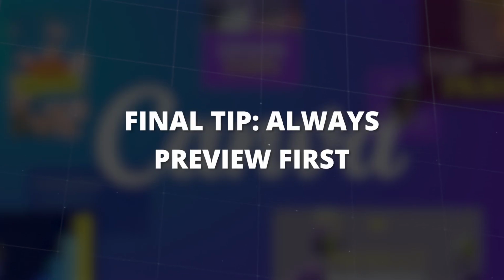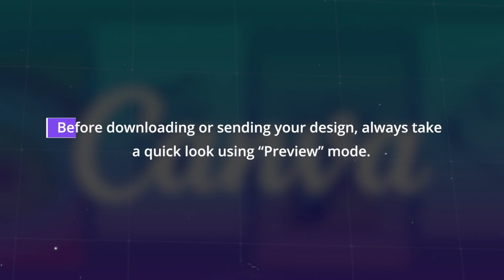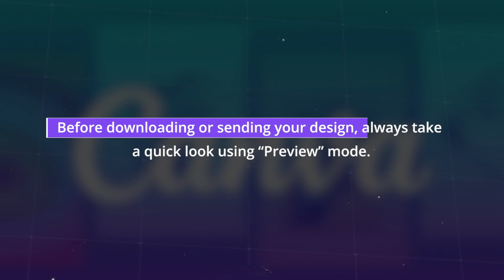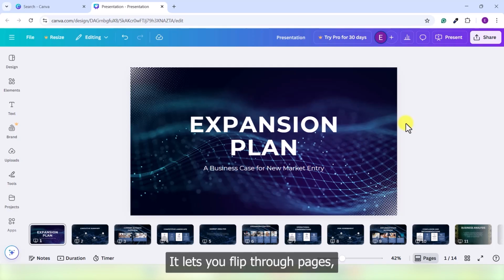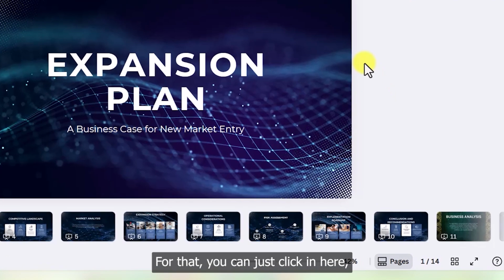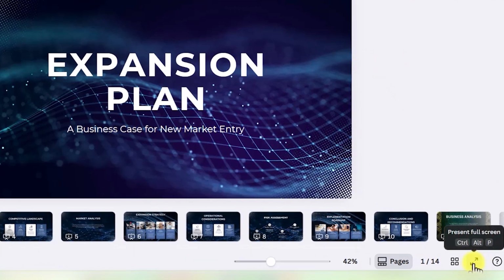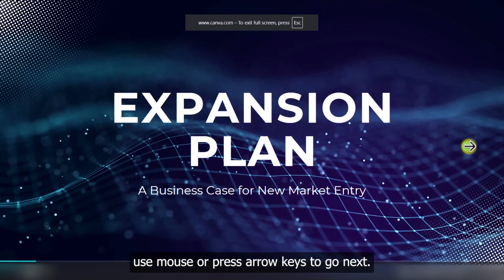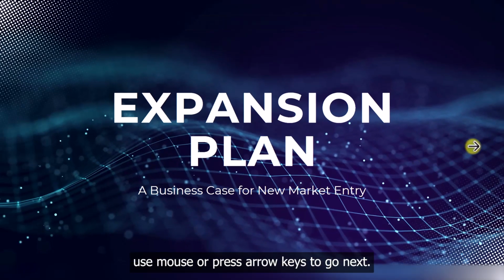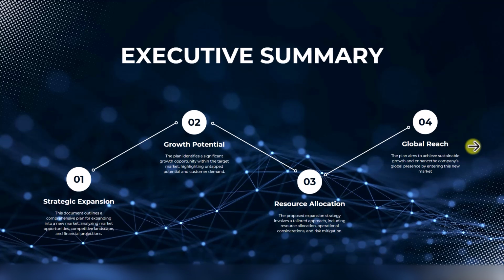Final tip: always preview first. Before downloading or sending your design, always take a quick look using preview mode. It lets you flip through pages, check spacing, and make sure everything looks polished, especially if your design has multiple elements or layers. For that, you can click in here, present full screen, and here you can use the mouse or press arrow keys to go next.